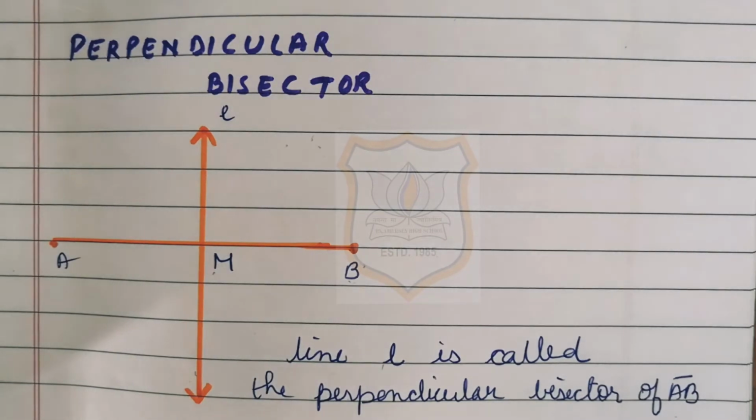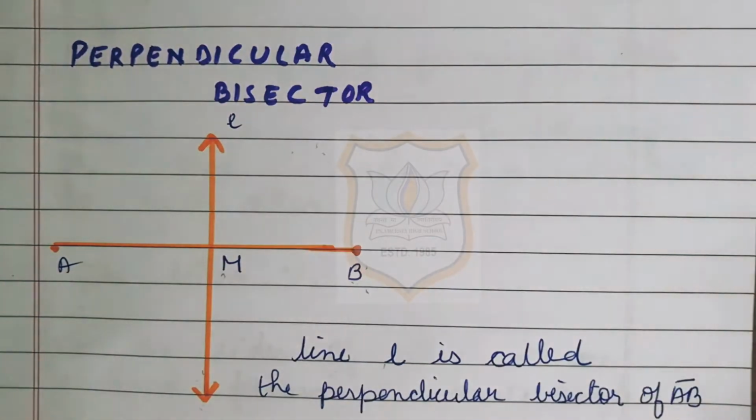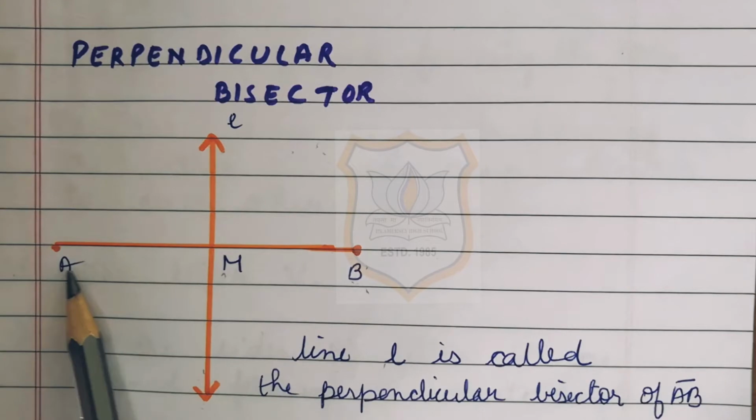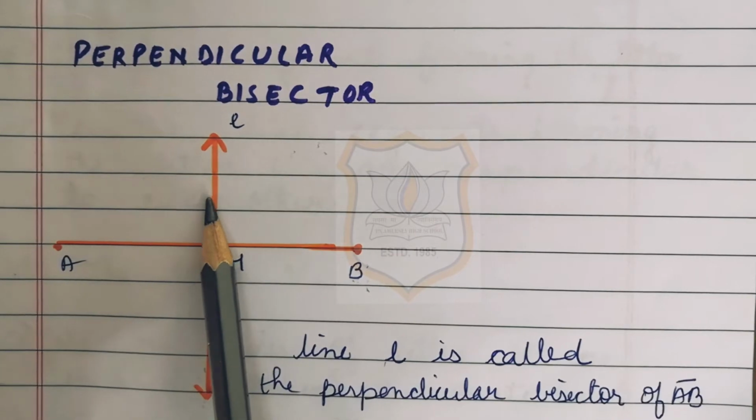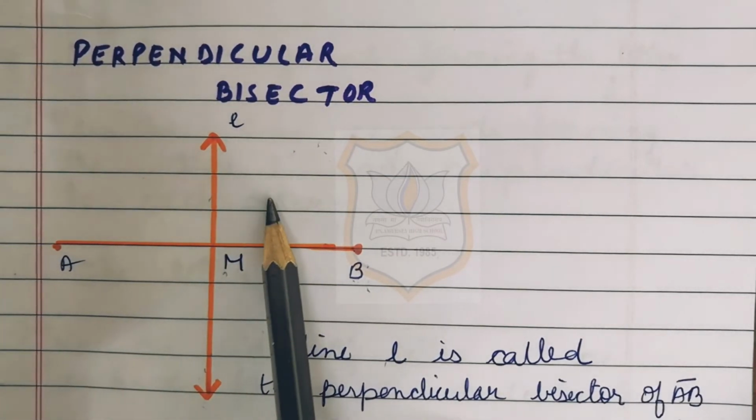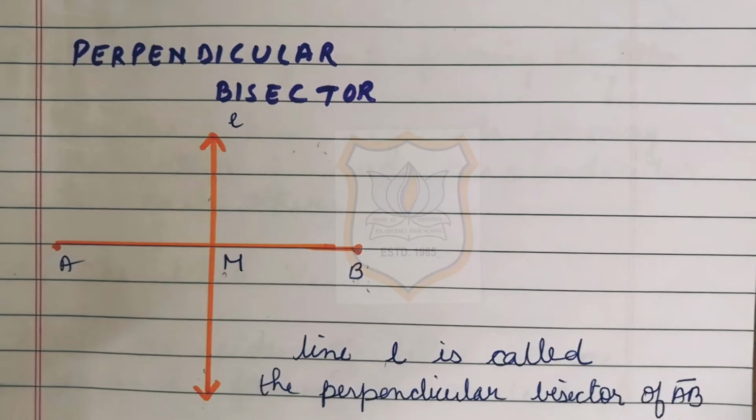Now, what is a perpendicular bisector? A perpendicular bisector can be defined as a line segment which intersects another line perpendicularly and divides it into two equal parts. For example, here you can see this is line segment AB and this is line L. When line L intersects the line segment perpendicularly and divides it into two equal parts, we can say that line L is called the perpendicular bisector of line segment AB. This means that it intersects AB at 90 degrees and cuts it into two equal halves.